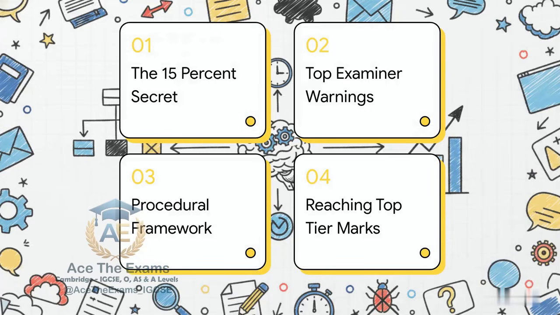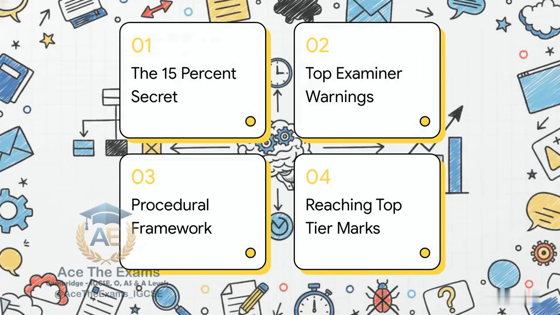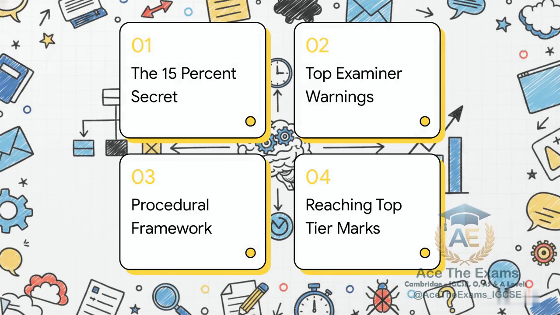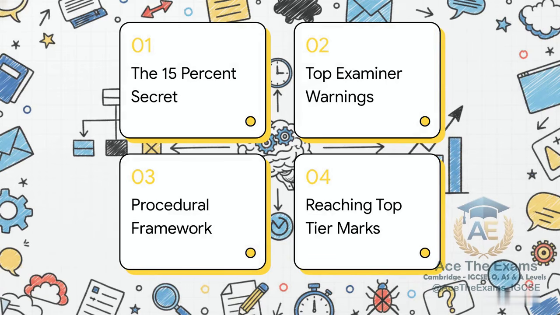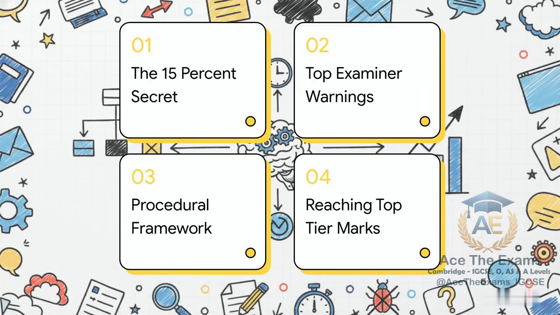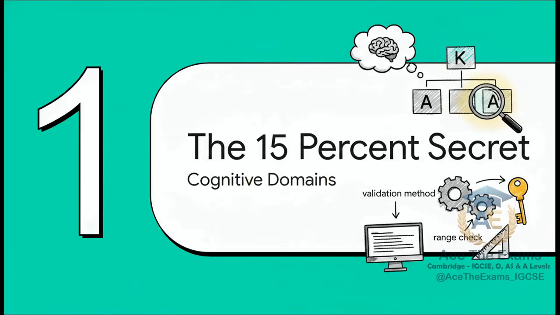All right, let's look at our agenda for today. First up, the 15% secret. Second, we'll dive into the top 3 examiner warnings. Third, the procedural framework. And finally, reaching top-tier marks. Let's get right into it. Section 1. The 15% secret.